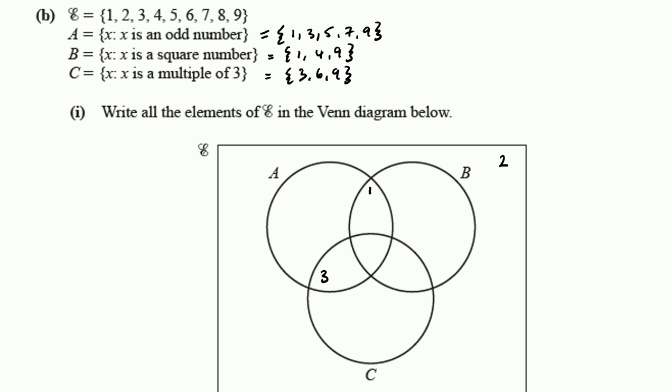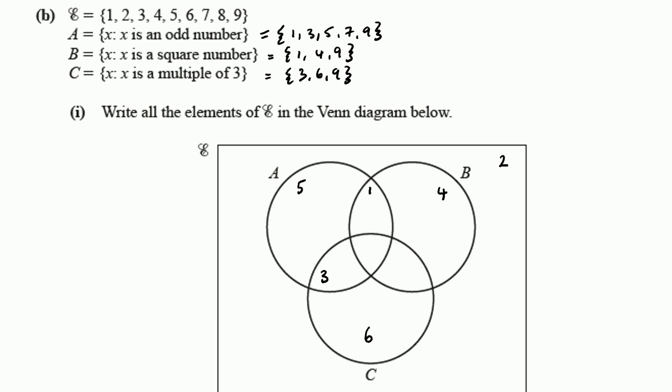4 is only in set B, and that's going to place us over here. This is the part of set B that is just B and doesn't share any overlap with A or C, sorry. The number 5 is only in set A, and the number 6 is only in set C.